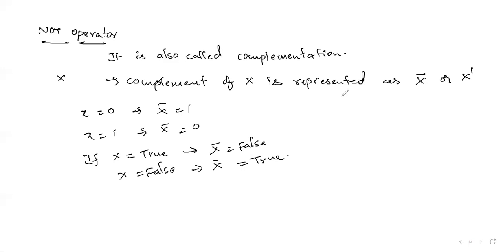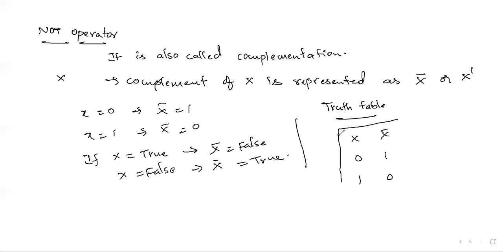Now, the truth table for the not operator. For x bar: if x value is 0, it will be 1. If x value is 1, it will be 0. For the truth table, we have to take the possible values and draw the table.